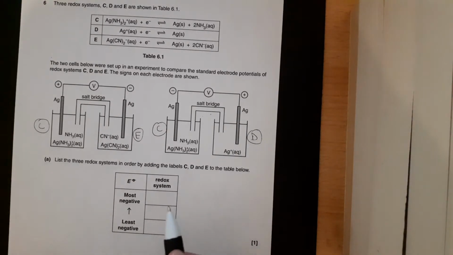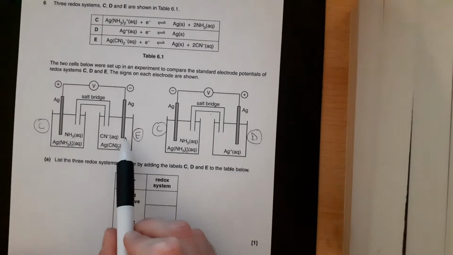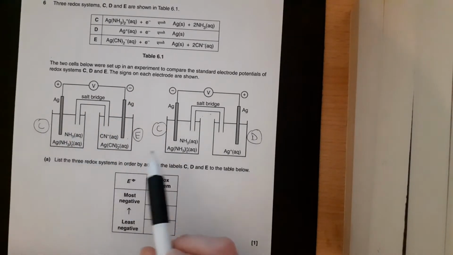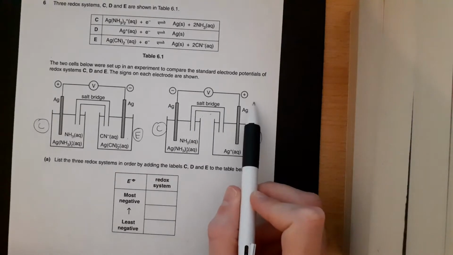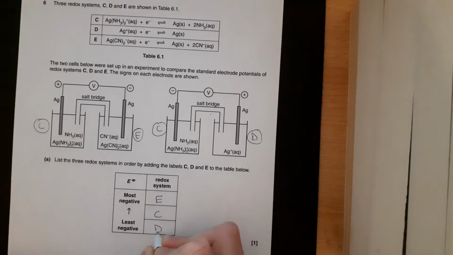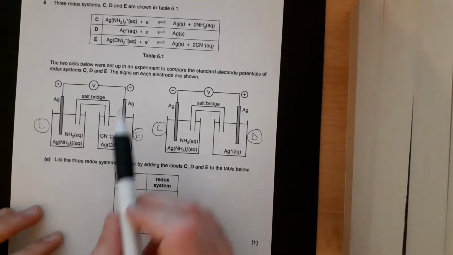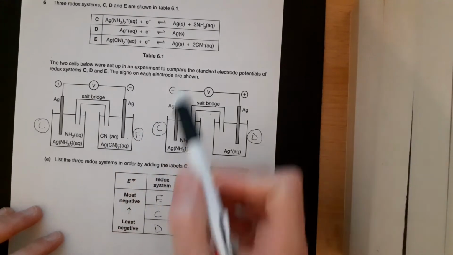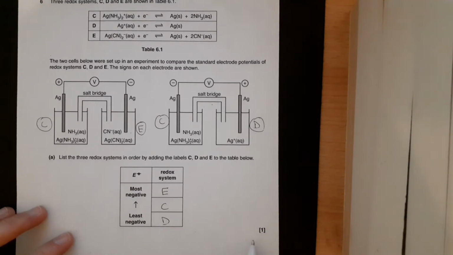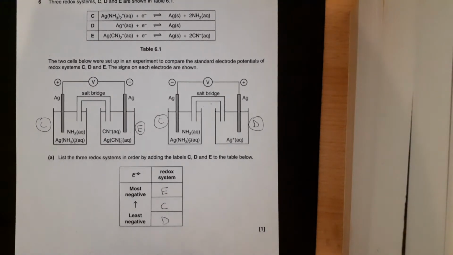It then says list the three redox systems in order by adding the labels to the table below. So E is more negative than C, and then here C is more negative than D. So E must be the most negative, then C, and then D. That's quite a nice easy question. You don't need to think about what's going on here. If it's the negative electrode, it's the more negative value. So it is actually as straightforward as that, and that's only giving us 1 mark. So that's a nice easy one to start off with.